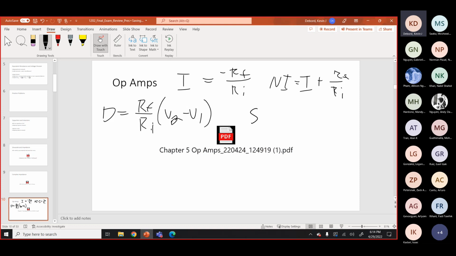Okay, and then lastly, the fun one. What's the output voltage of the summing amplifier? Negative RF times the sum of the currents. Fantastic. And that's just Vn over Rn. Okay, looks like you guys got this down.